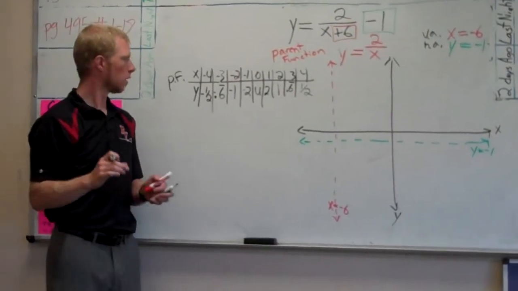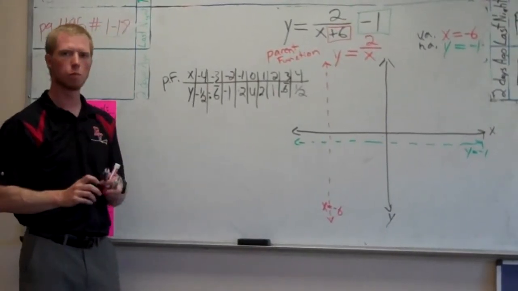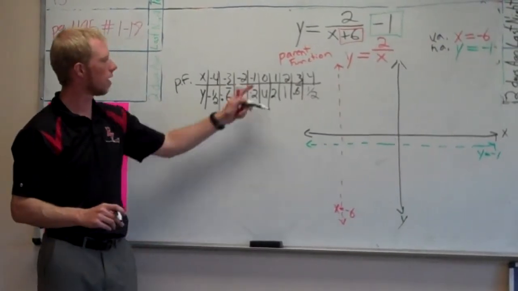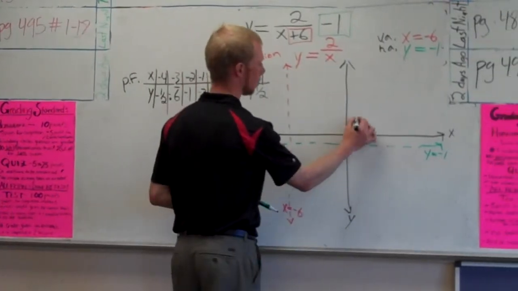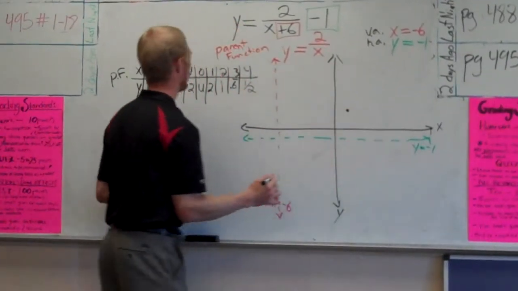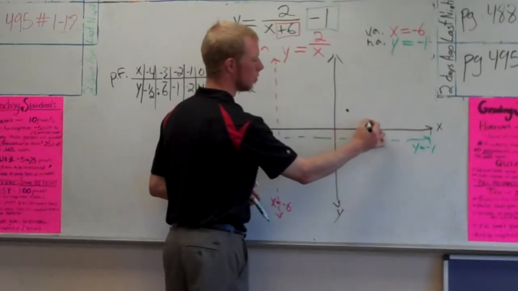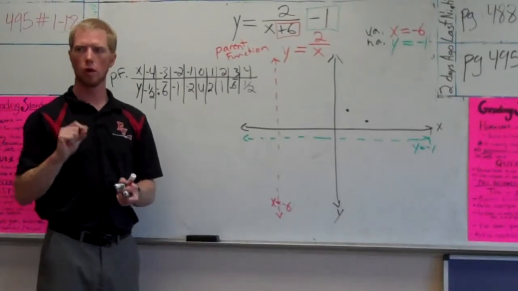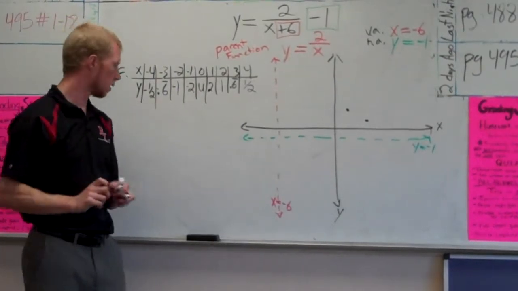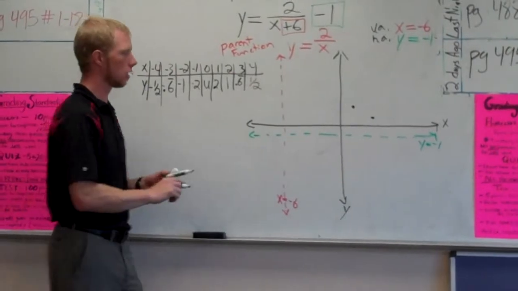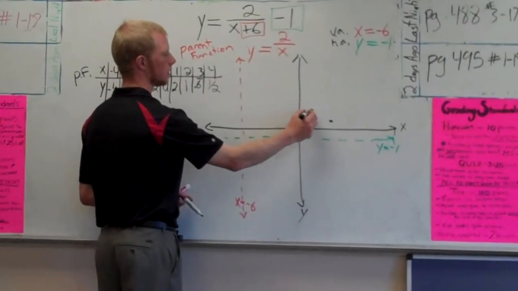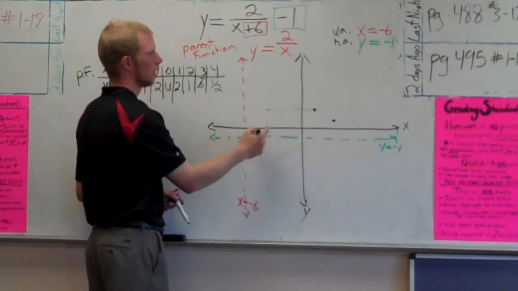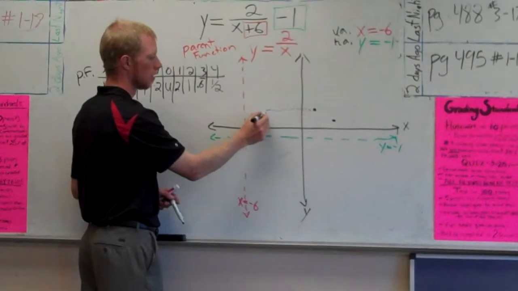Just like that. Now, I could plot all those points. As I come through, I have 1, 2. Right about there. And 2, 1. But this is a translation. What it means is that every one of these points is going to go 6 this way, and 1 down.